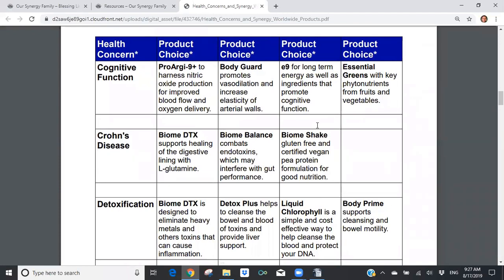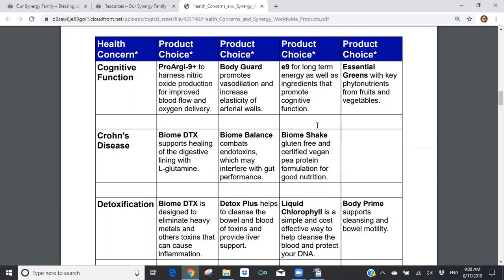From a detoxification standpoint, my first choice would always be Biome DTX. It does so many different things for the person's body. The Biome DTX not only helps with regards to healing the lining of the small intestine through the L-glutamine, but it's also designed to eliminate heavy metals and other toxins because toxins are what cause inflammation. And anything that I can do to detox, which means get rid of toxins, I can then reduce inflammation, which then reduces the potential for disease issues.